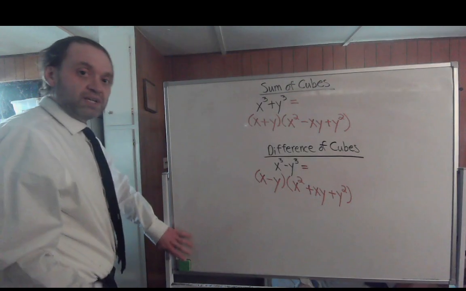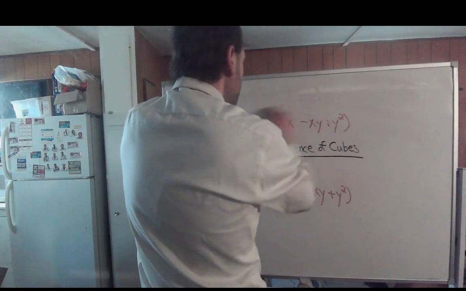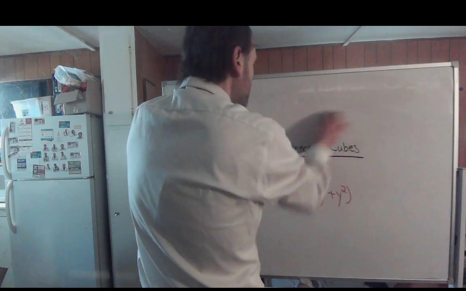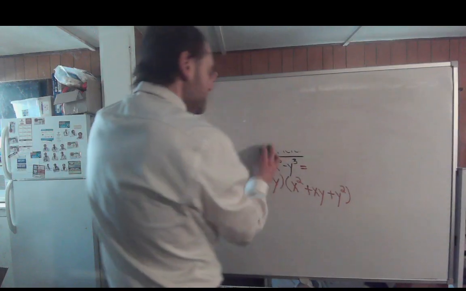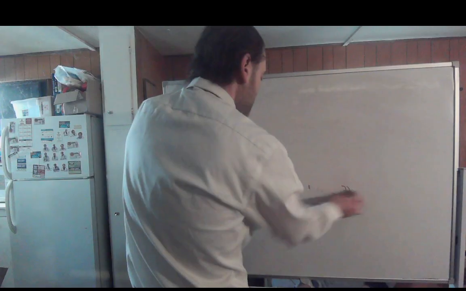So let's do some examples here of some sum and difference of cubes. And they could be in any random order. They could be mixed up. Really, a sum and difference of cubes are done the same way. It's just one's plus, one's minus. That's all. But they're handled the same way.